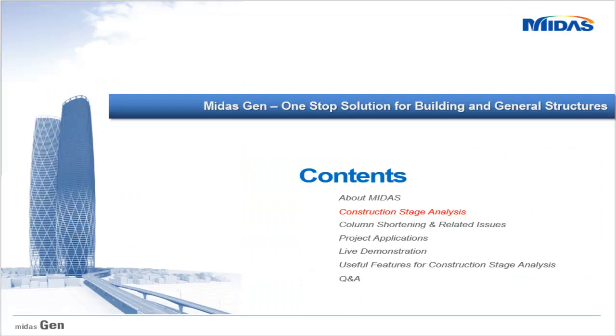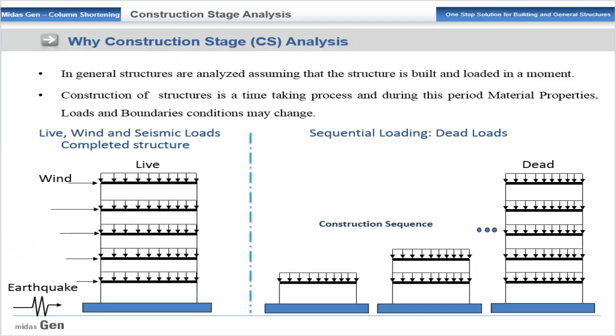Next, let us discuss construction stage analysis. Generally, structures are analyzed assuming that the structure is built and loaded in a moment. Actually, it is the live loads, wind loads, and earthquake loads applied to a complete structure. However, the dead load is a type of sequential loading. Since most buildings are constructed as one story or several units at a time, we need to consider the construction sequence.